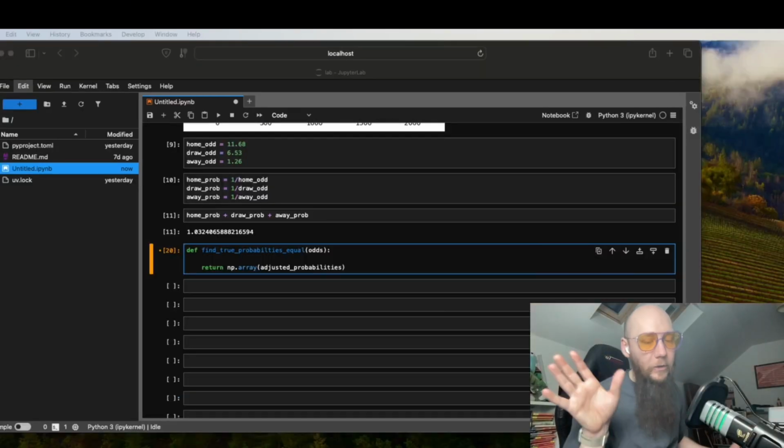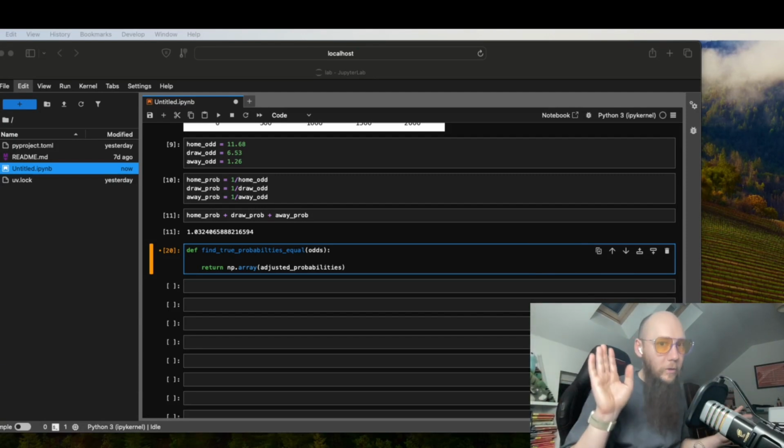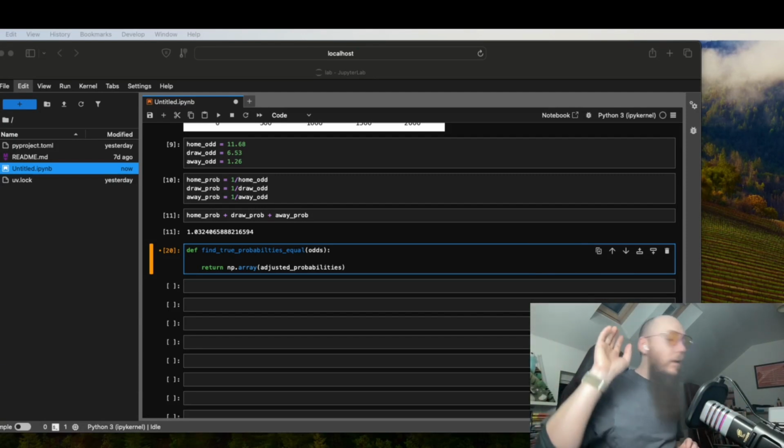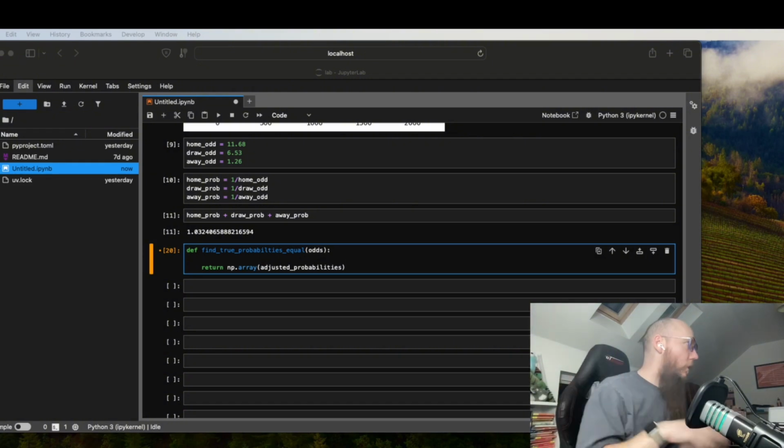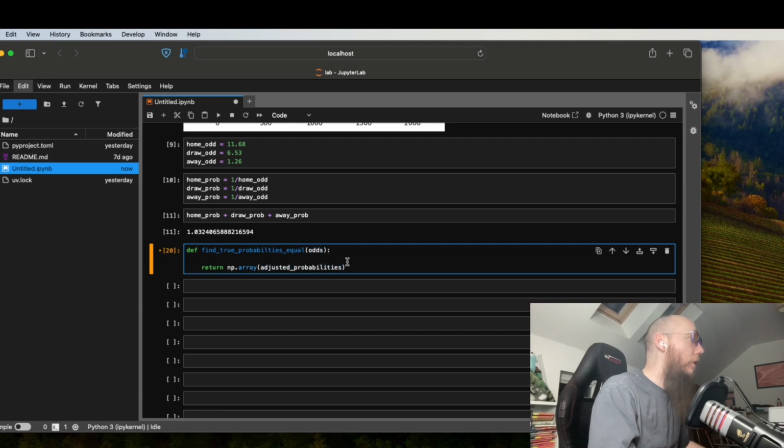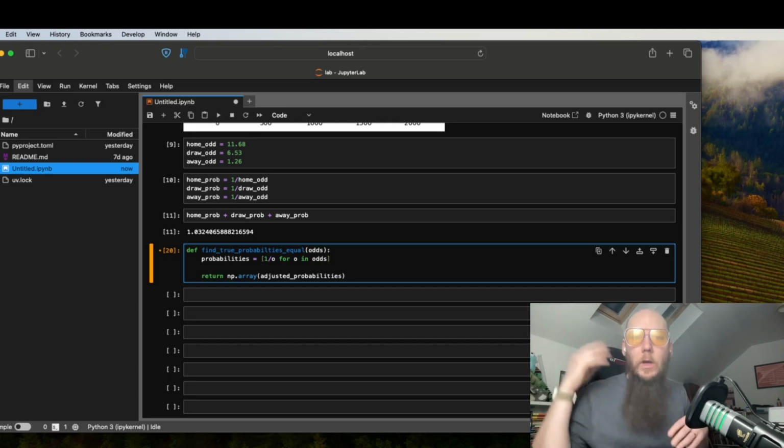Okay, it is the next day because I got a phone call, so I had to jump. Let's construct this function. We are taking in a list of odds just here, and we want to return this array of adjusted probabilities. So the first thing we need to do is turn our odds into probabilities. So, probabilities is equal to 1 over O for O in odds, like so. That'll give us, from our list of odds, a list of probabilities.